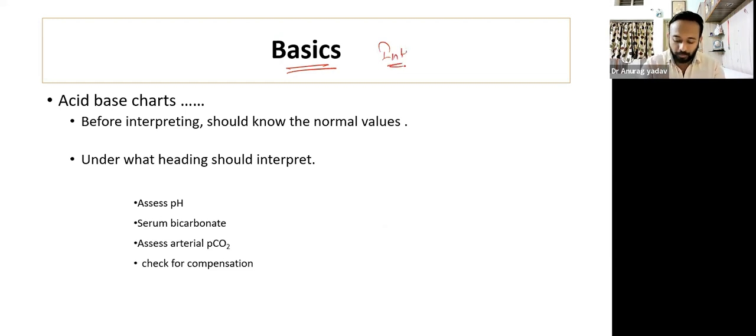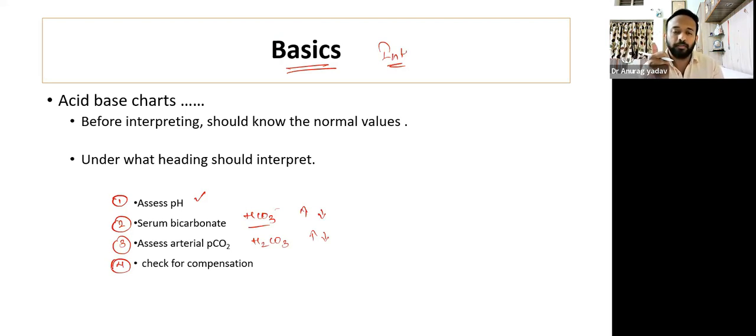First, always see the pH so that you can identify whether it is acidosis or alkalosis. Second, you see the bicarbonate level. Is it decreased or increased? Third, you see the level of carbon dioxide, which is an indicator of carbonic acid levels. Is it increased or decreased? Fourth, you see whether there is compensation or not. This is very basic. You have to see four things in any acid-base disorder.